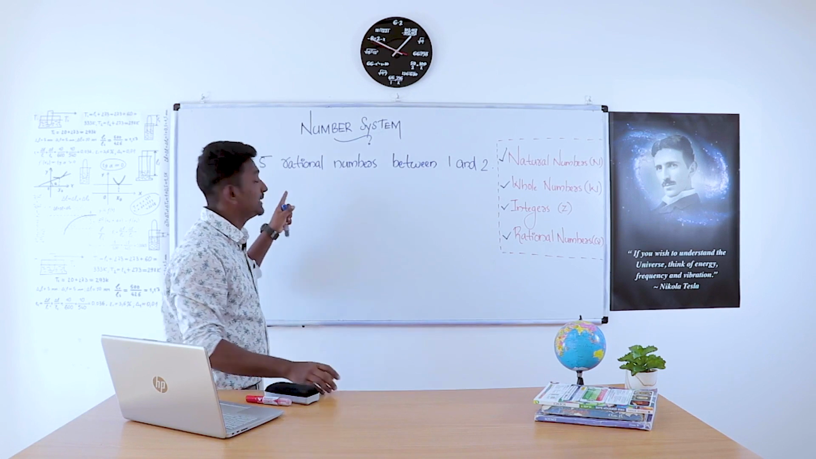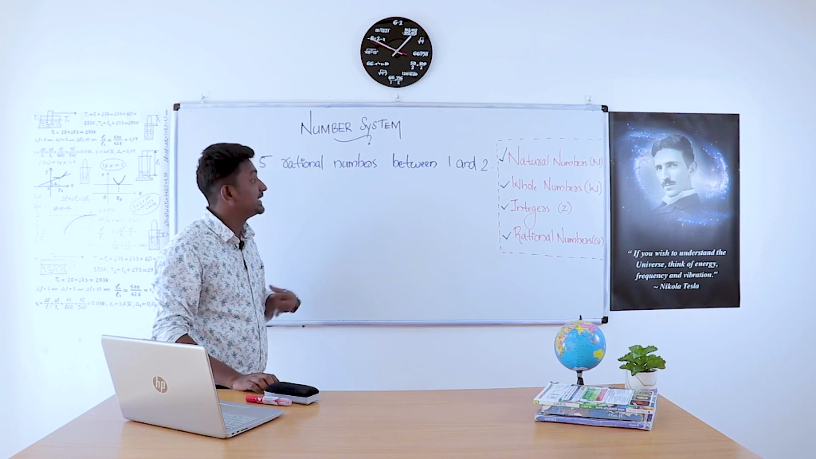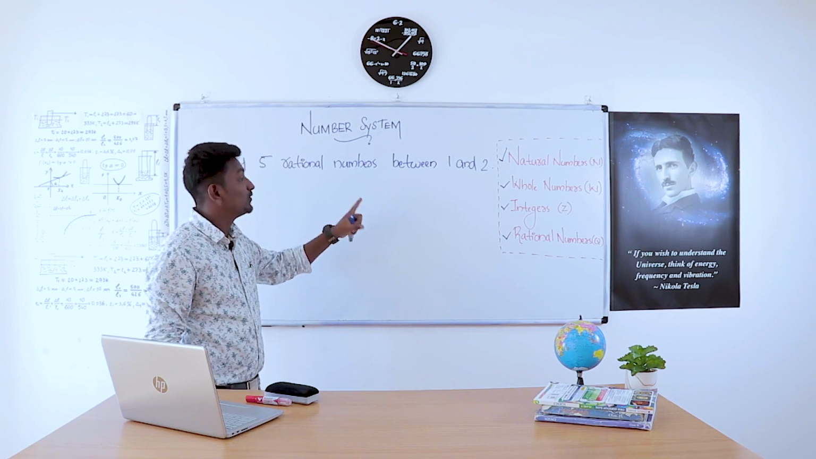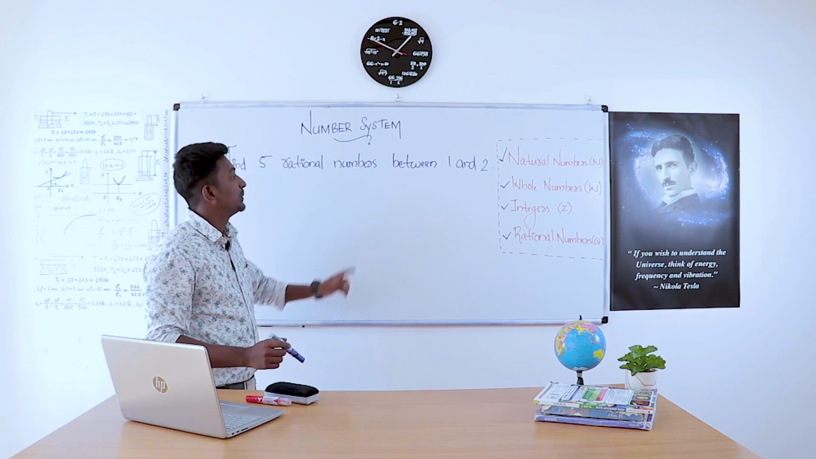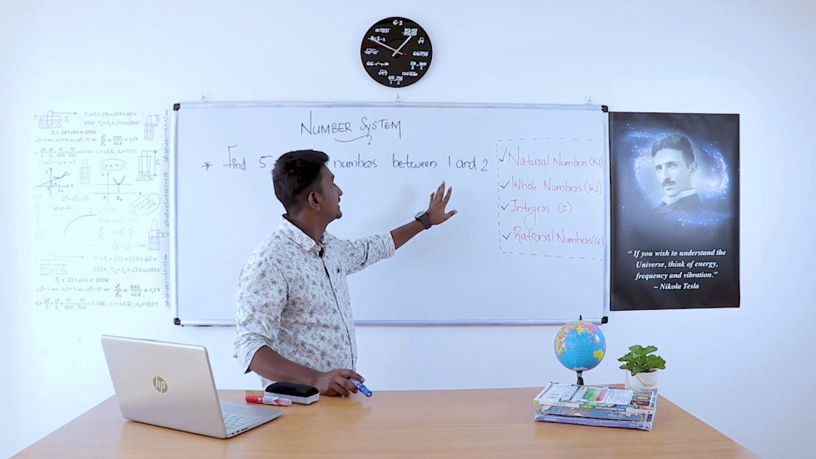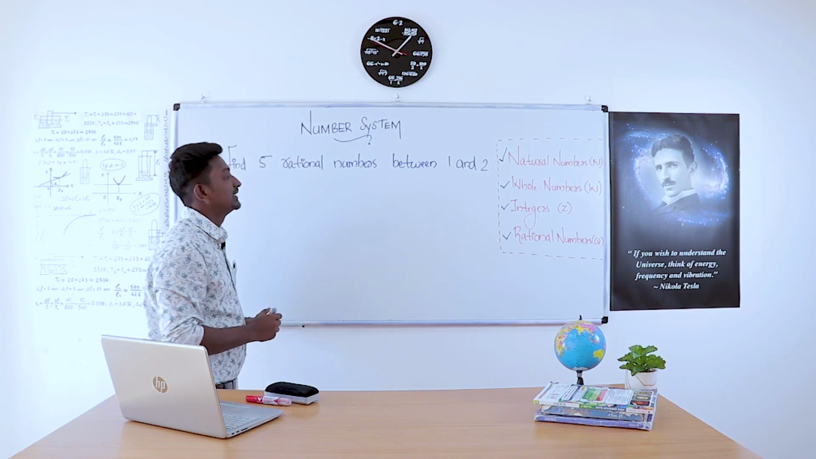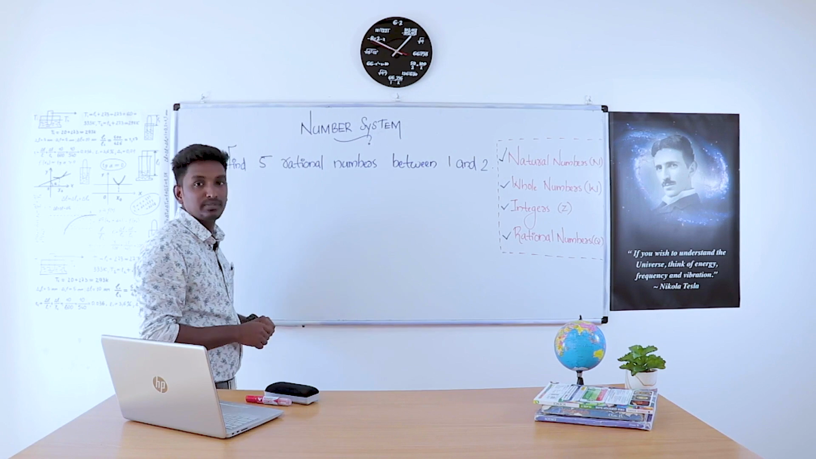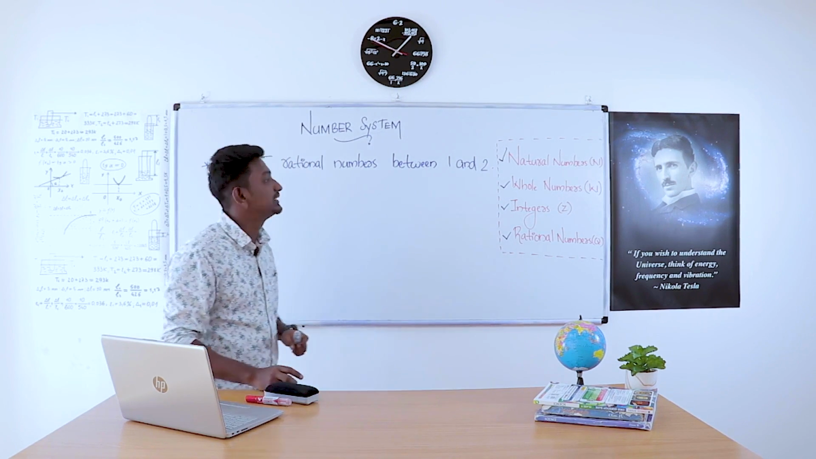That means rational numbers are numbers which can be expressed in the form P by Q. We need the rational numbers between 1 and 2. Between 1 and 2 means neither 1 nor 2 can be taken. In between 1 and 2, the numbers are taken. Then look how we can solve this problem. This problem can be solved in two ways. We are having two methods to solve this problem.